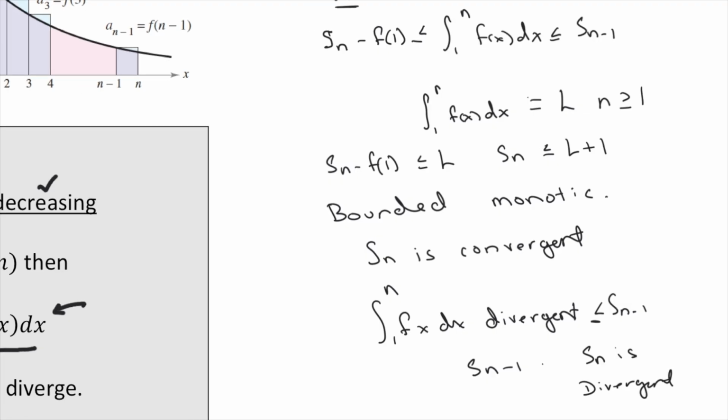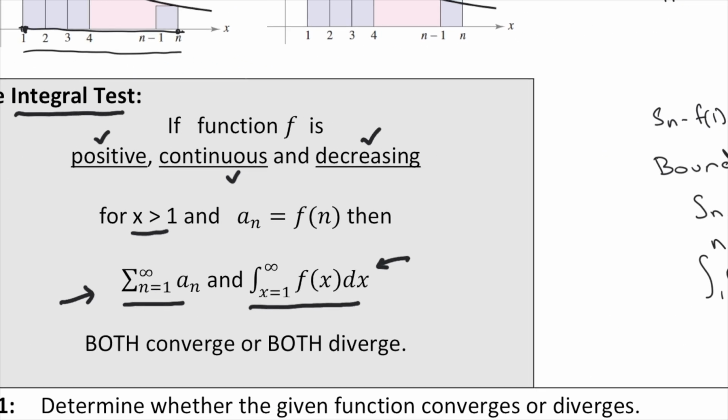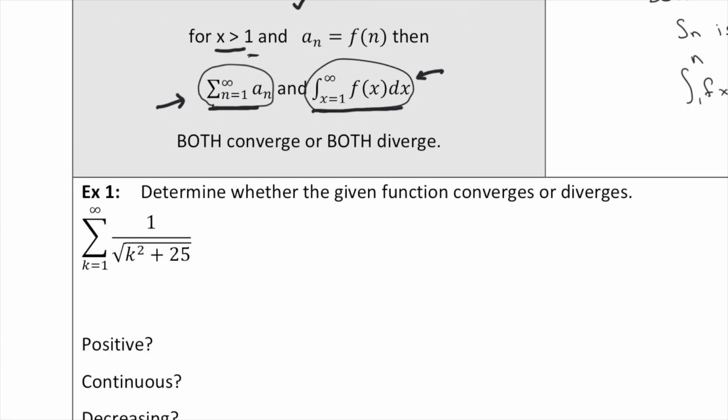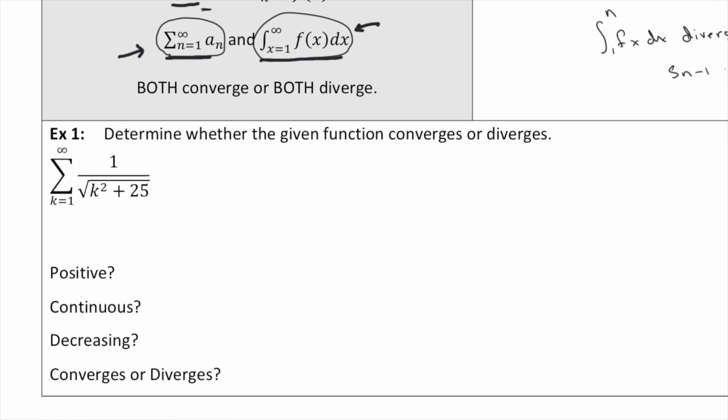Which then again leads us to, if our function f is positive, continuous, and decreasing for x greater than or equal to 1, given a sub n is equal to f of n, then we can say that if our infinite series converges, then our integral converges. Or if our integral converges, then the infinite series converges. Both converge or both diverge.